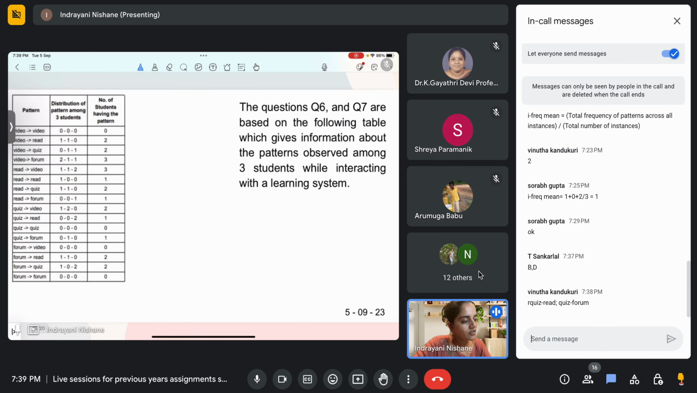So for questions 6 and 7, these are based on this table. The data points are too many, that's why the table is smaller. Kindly zoom in to see, because I was not able to fit it in with a higher font size. This table gives information about the patterns observed for 3 students while they were interacting with the learning system. This is the number of times they have been observed, so we don't even need to count for how many students this was happening.